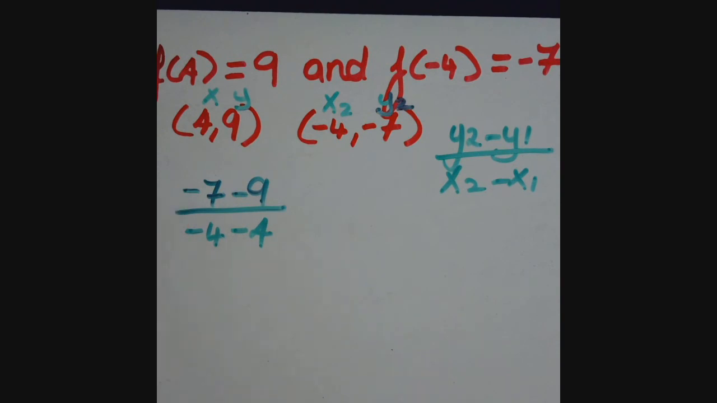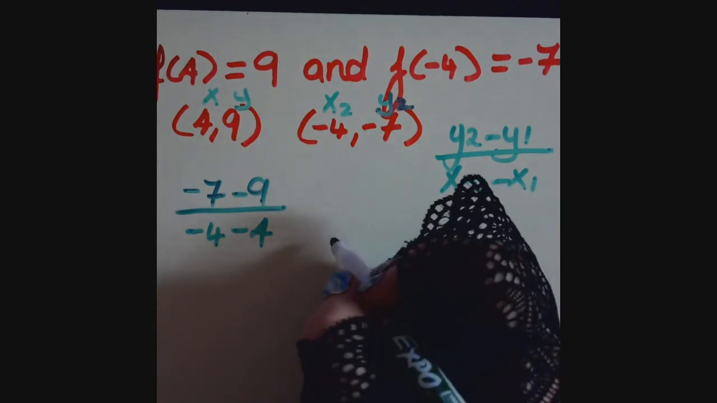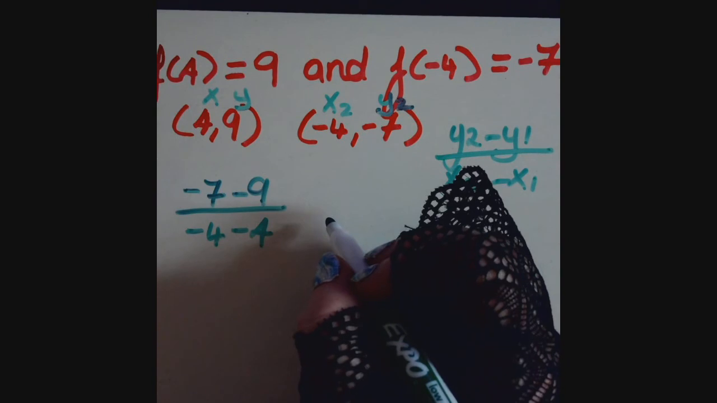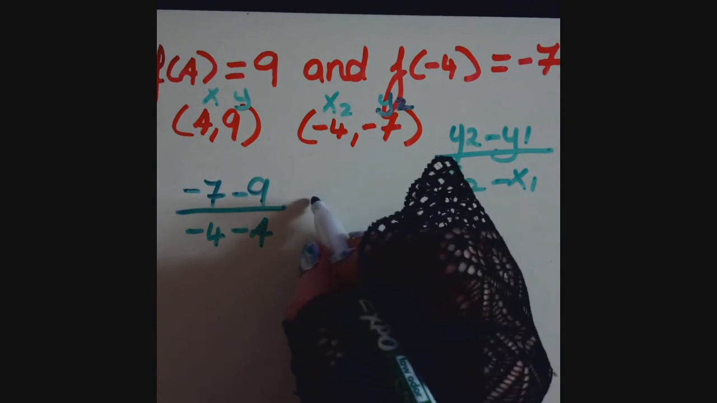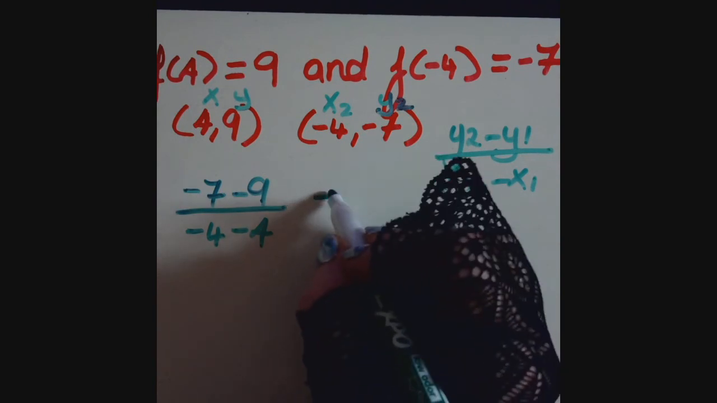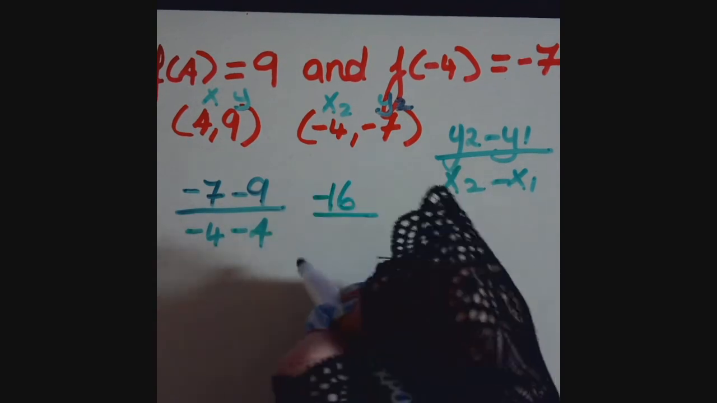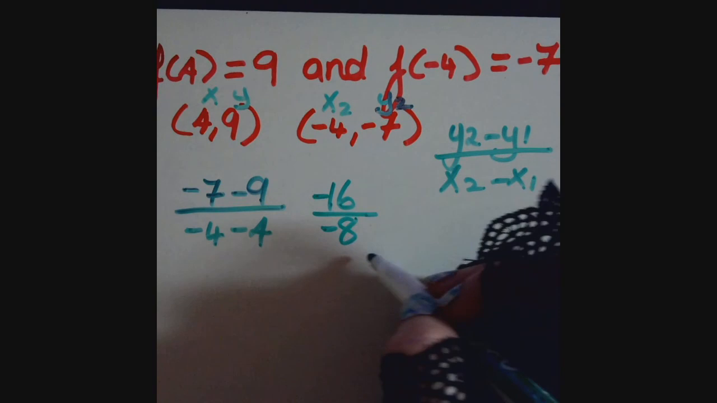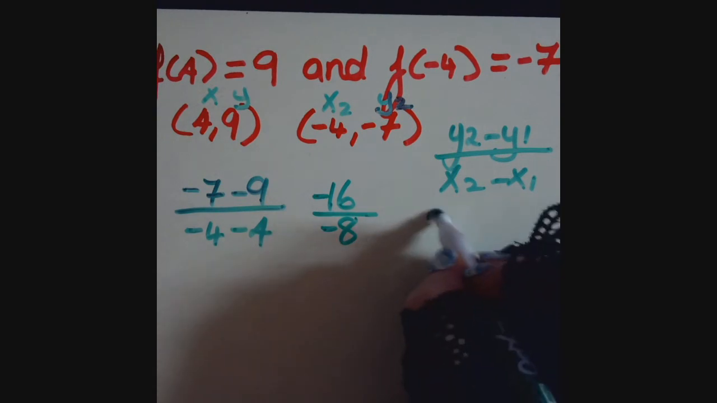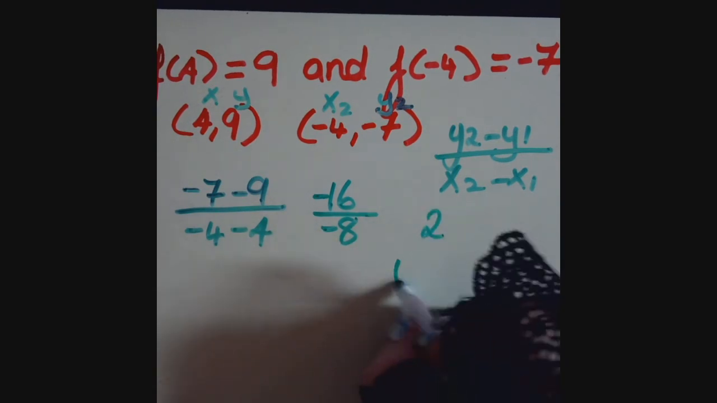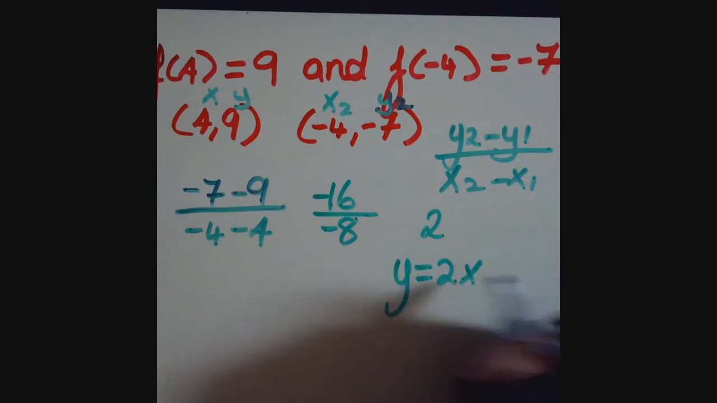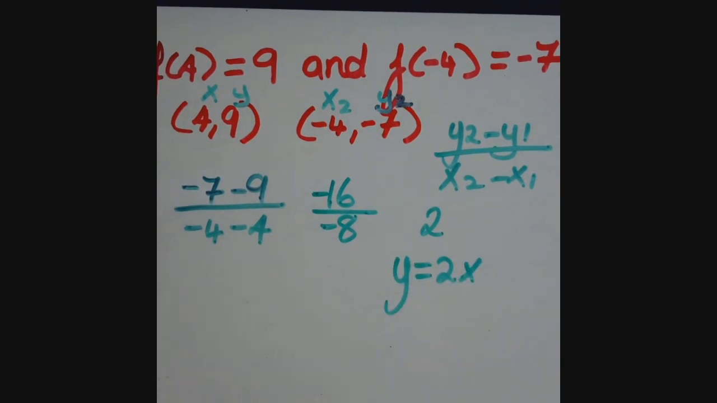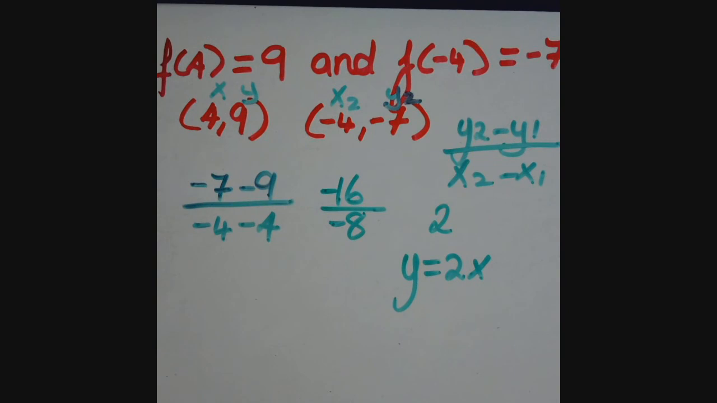So negative 7 minus 9, that is going to be what? Negative 16. And then negative 4 minus 4 is just negative 8. And then negative 16 divided by negative 8 is a positive 2. So I know that 2 is my slope or my rate of change.